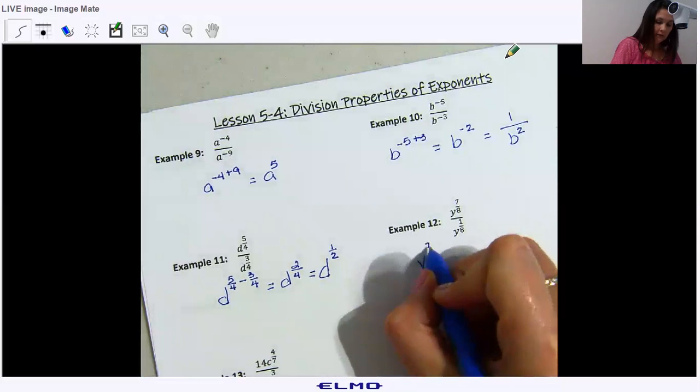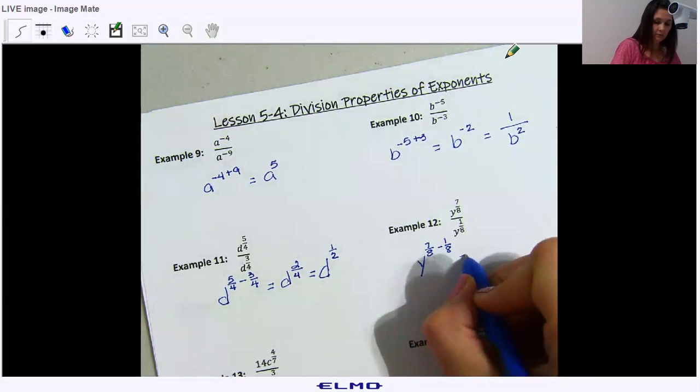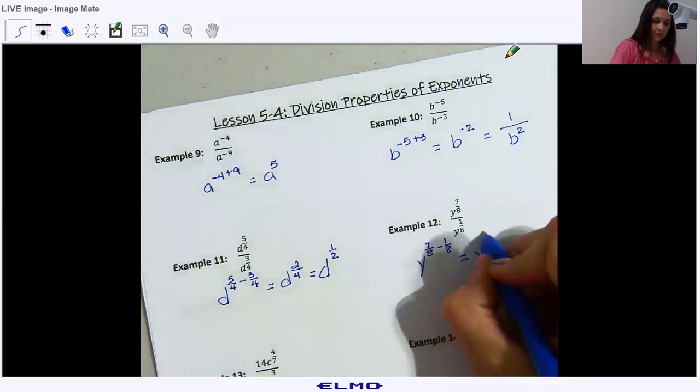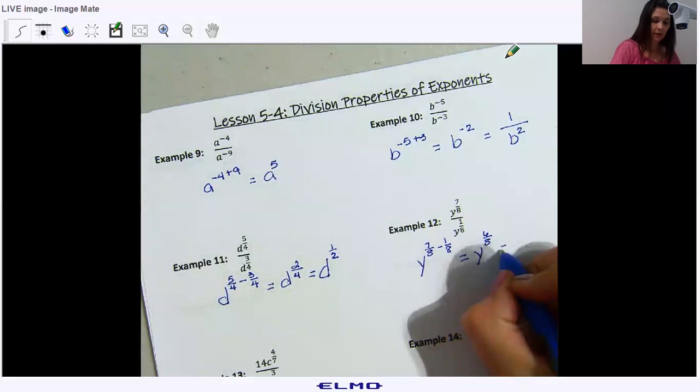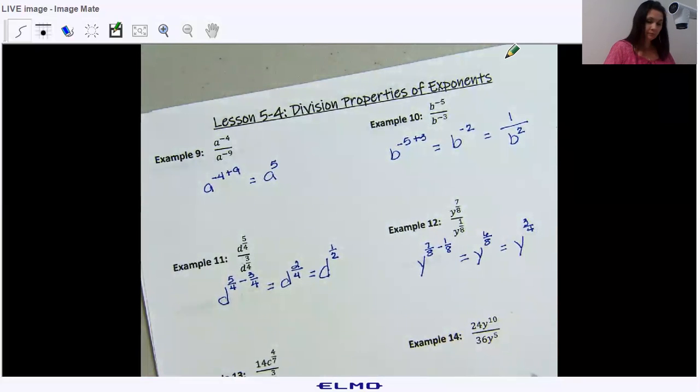y to the power of 7/8 minus 1/8. y to the power of 6/8, which can simplify to y to the power of 3/4. Okay.